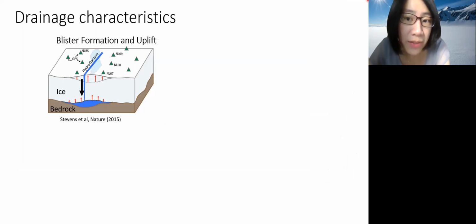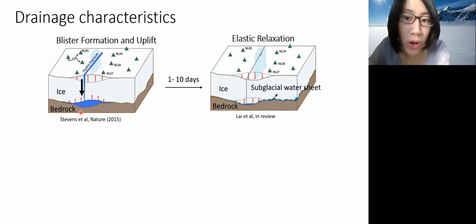Observations show that after a lake drains, the ice sheet is uplifted and water is transiently stored beneath the ice sheet, forming a water-filled blister. But over a few days, this uplift goes down, and this could be caused by water leaking from the blister into the surrounding subglacial drainage system.